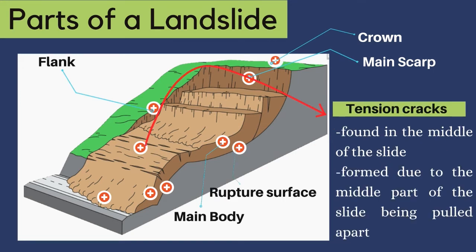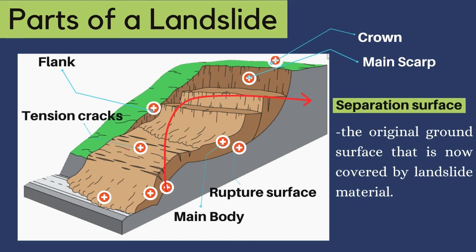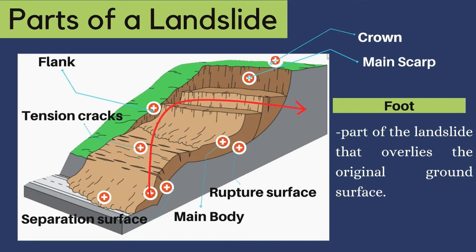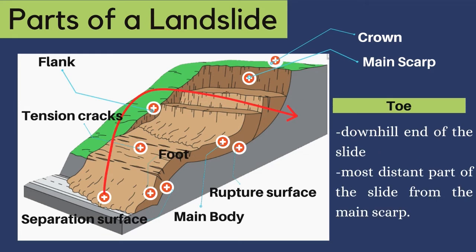Tension cracks are found in the middle of the slide and formed as a result of the middle part of the slide being pulled up. Separation surface is the part of the original ground surface that is now covered by landslide material. Foot is the part of the landslide that overlies the original ground surface or the separation surface. And lastly, we have the toe, the downhill end of the slide and the most distant part of the slide from the main scarp.